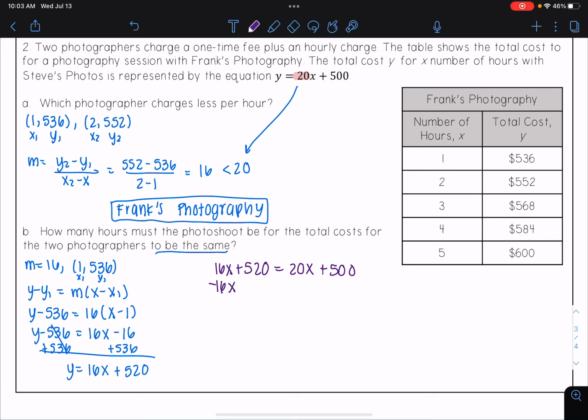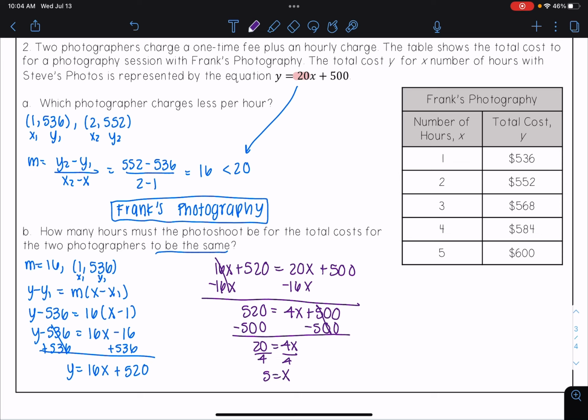Subtract 16x from both sides. I have 520 is equal to 4x plus 500. Subtract 500 from both sides. And I get 20 is equal to 4x. And then divide both sides by 4, and I get that 5 is equal to x. So that means that the total cost for the 2 photographers would be the same if the session lasts for 5 hours.